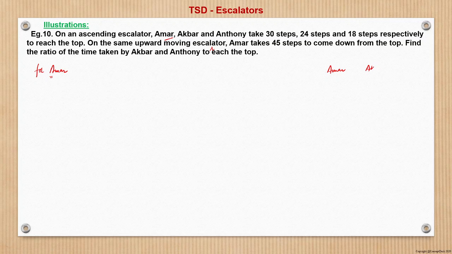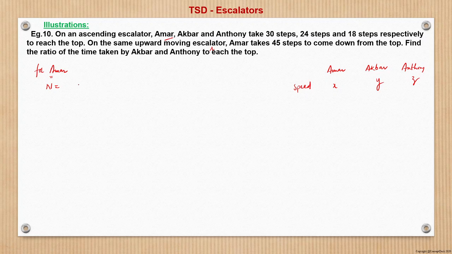Amar, Akbar, and Anthony. Let us assume that their respective speeds are x, y, and z. So the total number of steps on the escalator would be what?